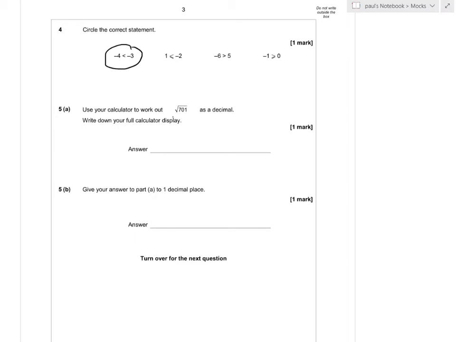Right, use a calculator to work out the square root of 701. So the square root of 701 is 26.476. Full calculator display, hundreds of numbers. Give your answer to one decimal place: 26.5.